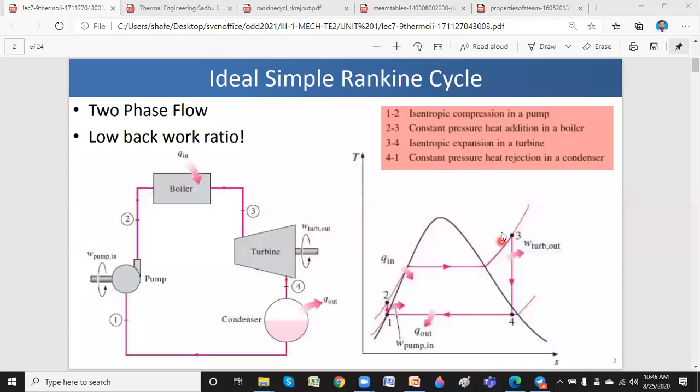Then 4 also, you can see here, from 3 it loses heat like this and reaches the not dry point. It again goes to 4, and where is 4? You can see here, it is in the wet region. So 4 is in the wet region.